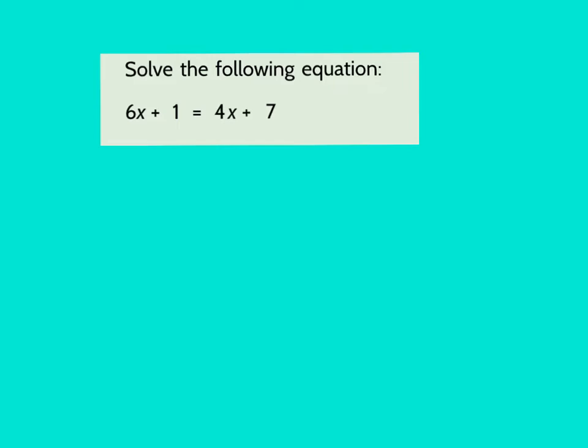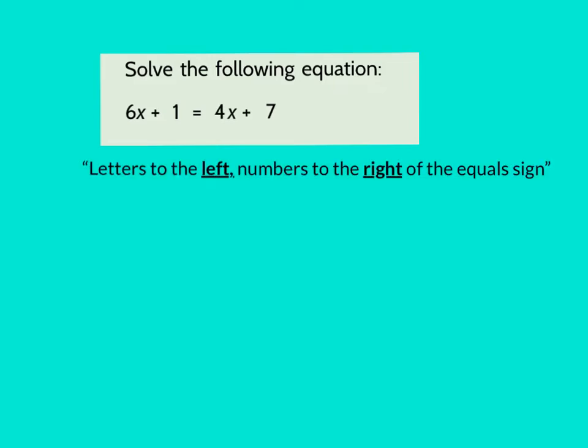So again, one rule that we always learn in algebra, it's kind of an unwritten rule, is that we say that the letters in an equation like this, so that's the terms that have a variable, should always be on the left hand side, and the numbers always should be on the right hand side of the equal sign.